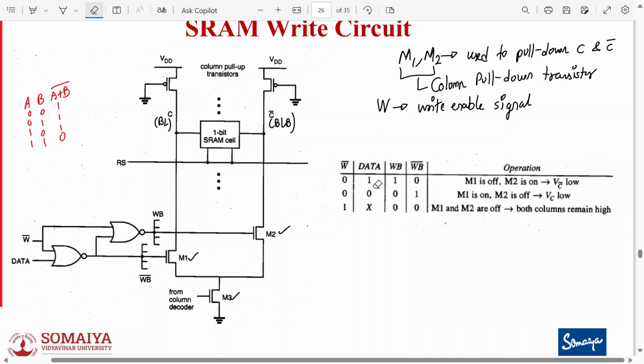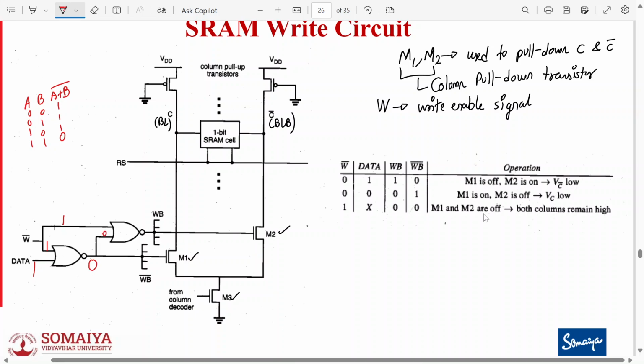So this is just the data write circuitry associated with one column pair in an SRAM array. This is just one column pair. So how to explain this? Just tell me. So when the data is 1 and this is 0, W bar is 0. That means this will be 0 or 1? This will be 1, this will be 1. So this will be 0, right?